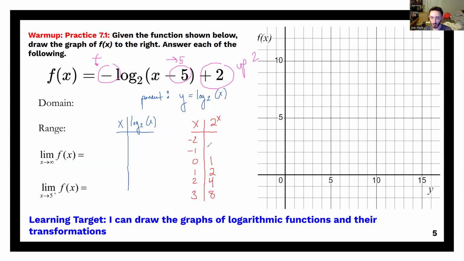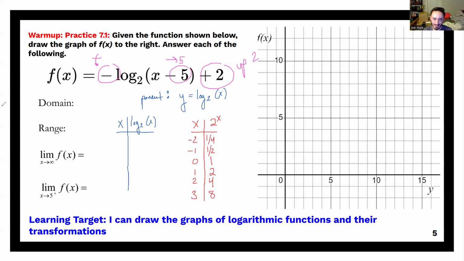If I continue going backwards and dividing by 2, I'm going to see that I get a half and then a fourth. So 2 to the negative 1 is like 1 over 2 to the first. 2 to the negative 2 is like 1 over 2 to the second, and that's where I get that 1 over 4. So now I've got some nice coordinates, right?